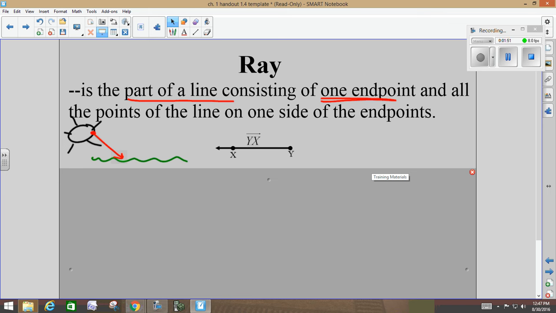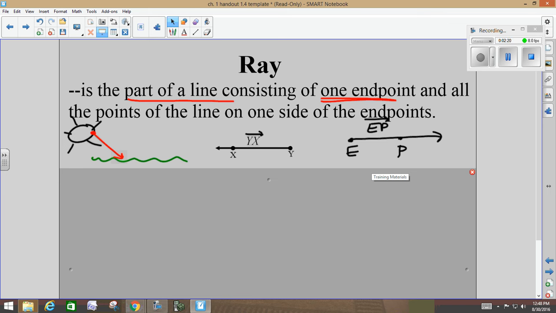This is an example of a ray. This is ray YX. Starts at Y, and then it goes towards X. I don't know if you can see it very well, but that symbol above it is a little tiny ray. It's got an arrow on one side. Ray YX. This would be ray EP.